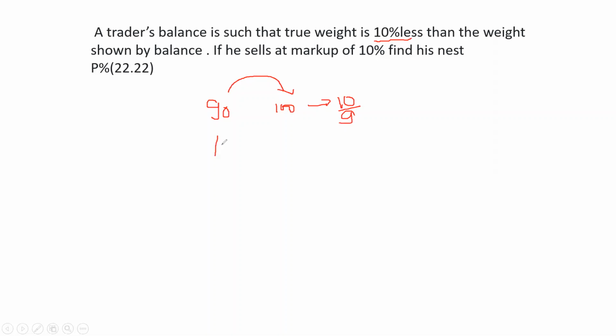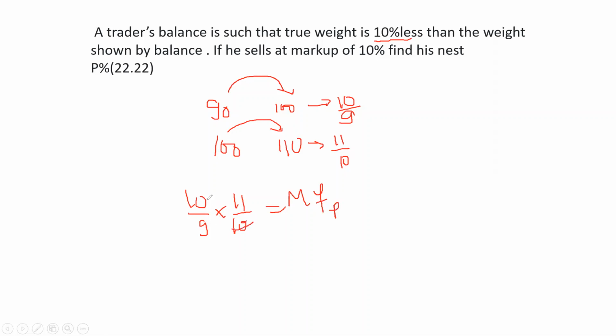Sells at markup 10%, so actually 100 rupees it costs, but he sells it to us at 110. Multiplying factor in this case, 11 by 10. Just multiply these two multiplying factors, 10 by 9, 11 by 10, this equals MFP, 11 by 9. Now another mandatory process, 1 plus 2 by 9. Fair enough. Write it as P. This is for Rs.